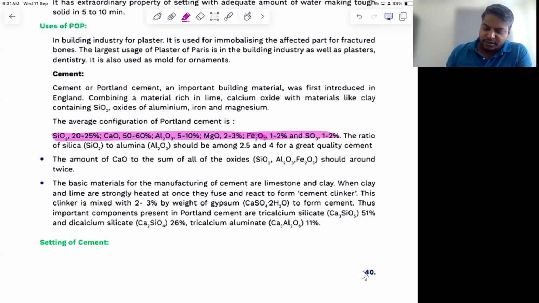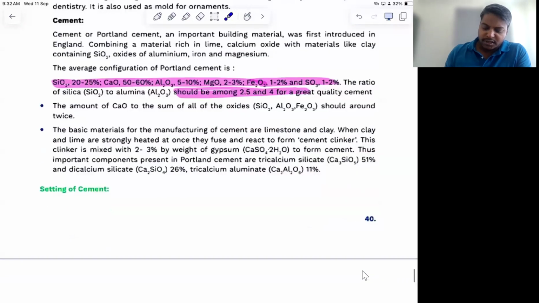Now this is important. The ratio of SiO2 to aluminium oxide must be between 2.5 and 4 for a great quality cement. The amount of CaO to the sum of all the other oxides should be around twice of it. The basic materials for manufacturing cement are limestone and clay. When clay and lime are strongly heated, they fuse and react to form cement clinker. This clinker is mixed with 2 to 3% by weight of gypsum to form cement. Thus, important components present in Portland cement are tricalcium silicate, dicalcium silicate, and tricalcium aluminate. This is the main composition: 51%, 26%, and 11%.